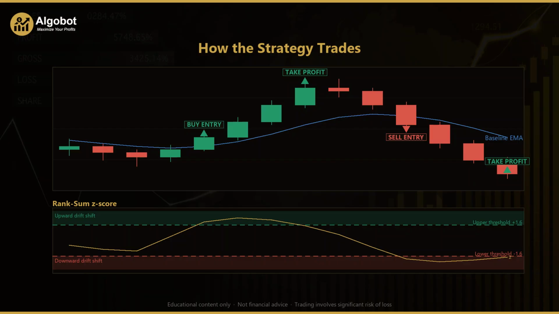Keep in mind this is an idealized illustration. In real markets, shifts can fail and reverse, which is precisely why every position carries a predefined stop.